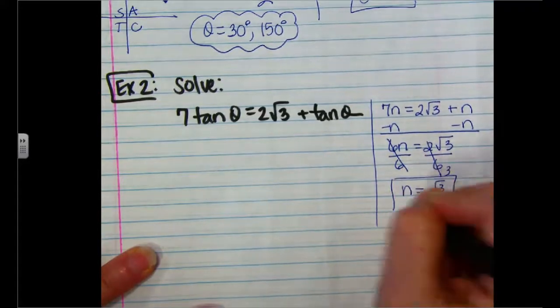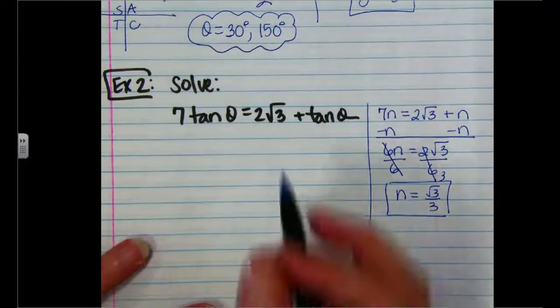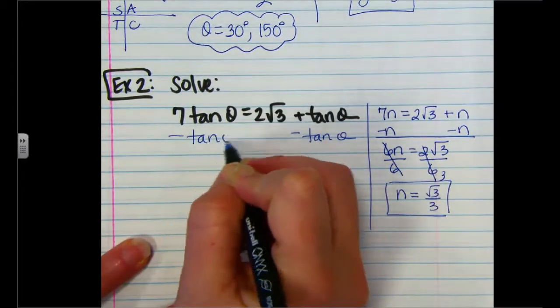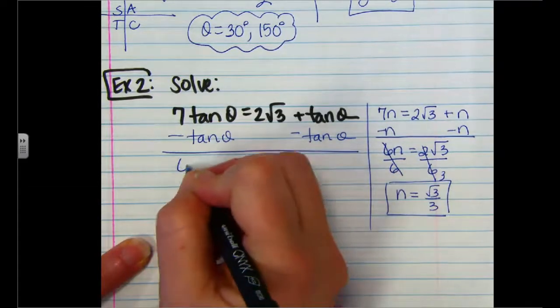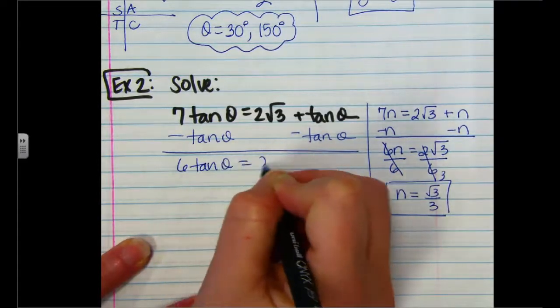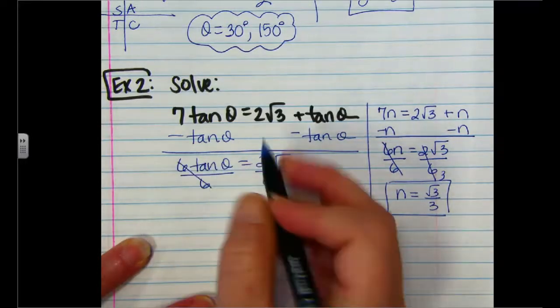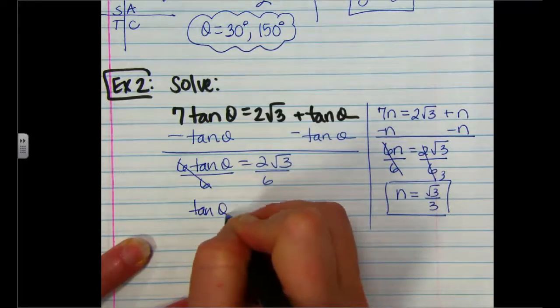Okay, so you do the same thing with your trig equations. I need my tans together, so I subtract tan theta from both sides. I get 6 tan theta equals 2 root 3. Get tan alone by dividing by 6. So tan theta is root 3 over 3.